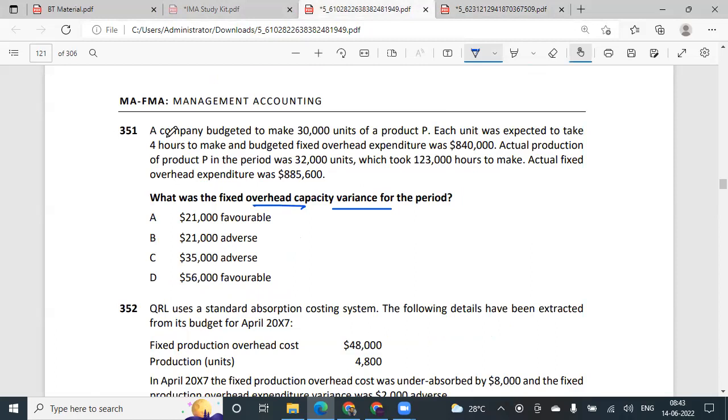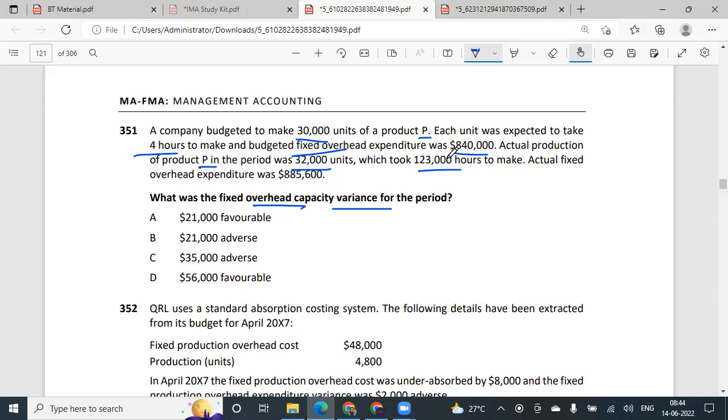A company budgeted to make 30,000 units of product P. Each unit was expected to take 4 hours to make and budgeted fixed overhead expenditure was 8,40,000. Actual production of P in the period was 32,000, which took 123,000 hours to make. Actual fixed overhead expenditure was 885,600. अब हमको मालूम करना है कैपेसिटी वेरिएंस.